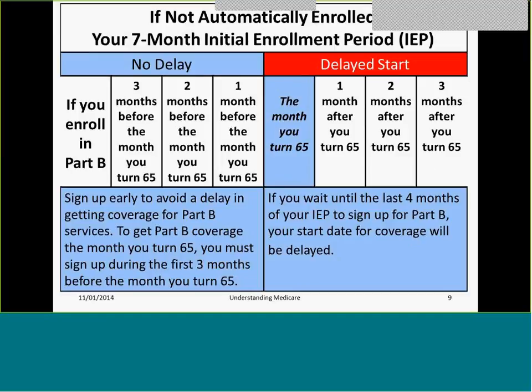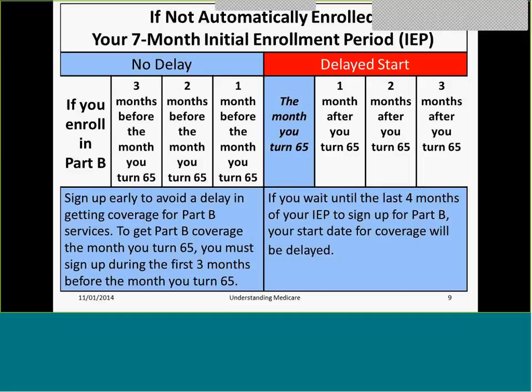This is our standard initial enrollment period grid, and this is how it refers to Medicare Parts A and B. So the month I turned 65 was August, as an example. Then 2 months before, I may enroll in Part B. So July, June, the beginning of May would be my 3 months out. I could enroll in Part B, and my coverage would start August 1.